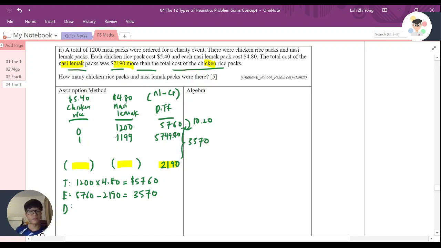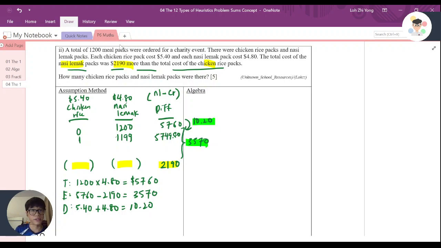So to make it easier for you, the reason it decreases by 10.20 is because we know that chicken rice is 5.40. If we add it with nasi lemak, that will be 10.20, which is exactly what it is. So I know that the big difference is 3,570, and every time I have one chicken rice, it will decrease by 10.20. Very simple.